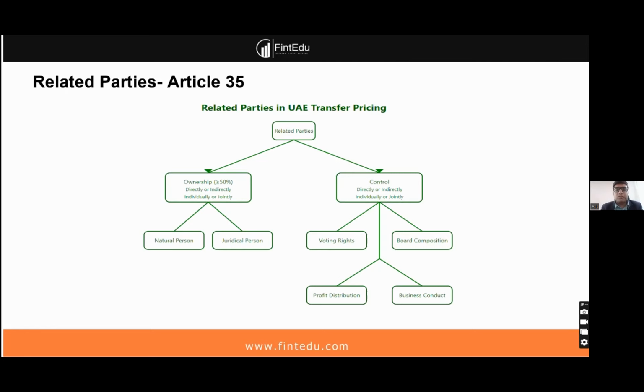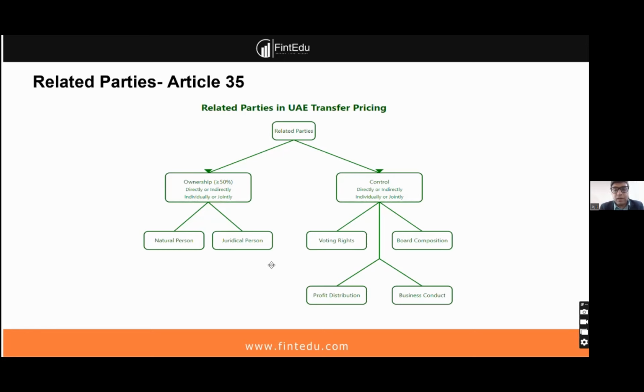Now, related parties, broadly, have two criteria. One is the ownership interest, 50% or more, and ownership can be direct or indirect. It can be individually with the other entity or jointly with another related party. As I mentioned, the focus is on the disclosure form and practical aspects, so I will not go into this part, because this can be a separate session about ownership and various scenarios. But just to summarize, it is an ownership interest, and it can be direct, indirect, individually or jointly with related parties.